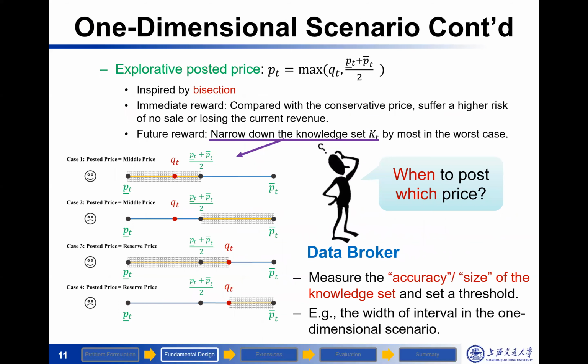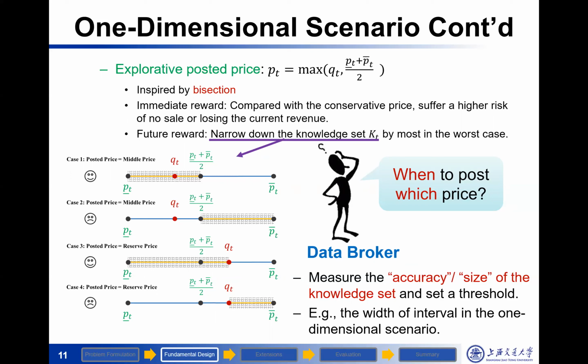If the data broker posts the larger value of the reserve price and the middle price, it suffers a higher risk of losing the current revenue, compared with the conservative price. However, in the worst case, the data broker can narrow down the knowledge set by most, thus benefiting the following rounds most. We call such a price an explorative posted price. In fact, these two types of posted prices give different biases to the immediate reward and the future reward.